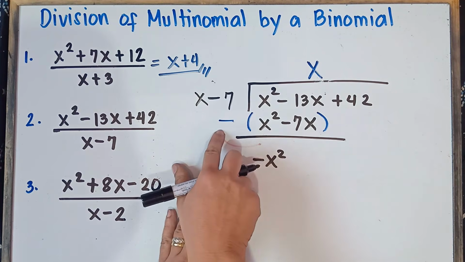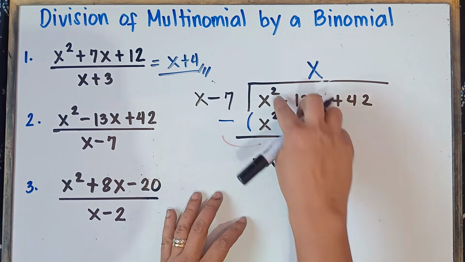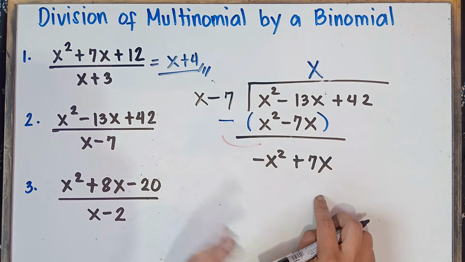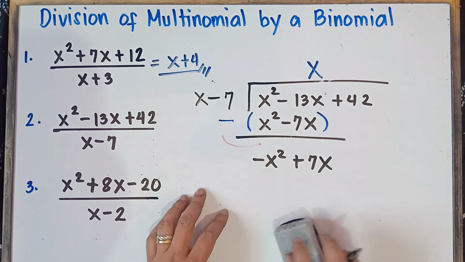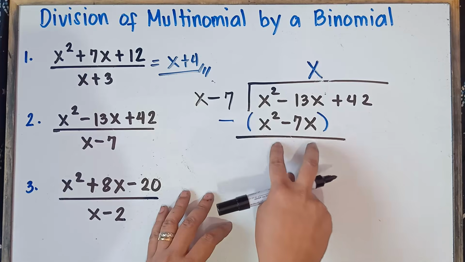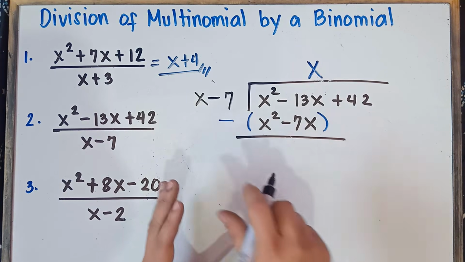And then negative times negative 7x becomes positive 7x. And then simply combine this one, class. You can do that, but once again, class, it will be quite confusing. So the thing that you need to do, class, just remember this one: you change the sign of the subtrahend, then you proceed to addition. Instead of minus, we proceed to addition.